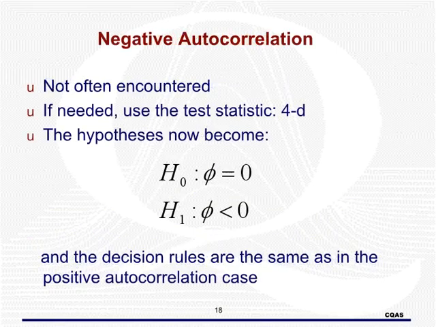It was stated earlier that the test is one-sided, assuming that we would like to show positive autocorrelation. This is because it is much more common than negative autocorrelation. If you are concerned about negative autocorrelation, we change the test statistic to 4 minus D and the alternative changes.